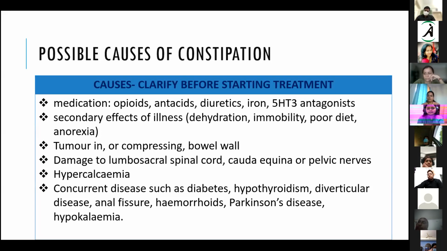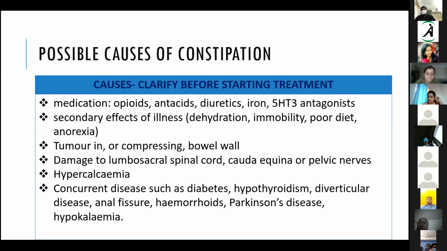We have a tendency to always prescribe ondansetron not as SOS. The patient is given it for 2-3 days on a TID basis, and it's an over-the-counter medication. With slight nausea or vomiting, patients will go and take it by themselves, and it will lead to further issues like constipation. Then there are secondary effects of illness, looking at dehydration, immobility, poor diet, and anorexia. Whether there's any intraluminal or extraluminal tumor or a mass compressing the bowel. Damage to the lumbosacral spinal cord, mainly the cauda equina or the pelvic nerves, could also lead to a lot of issues.